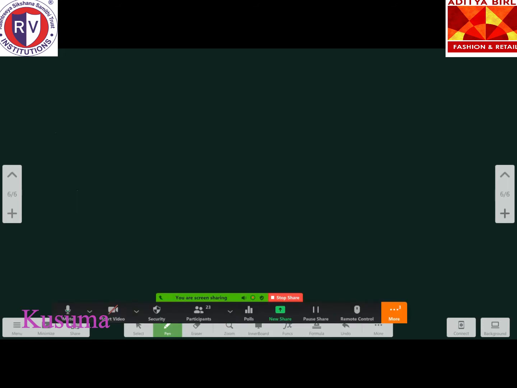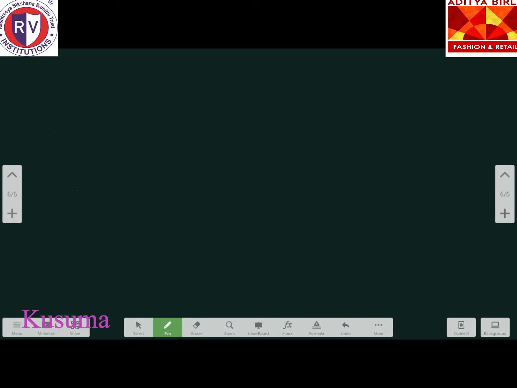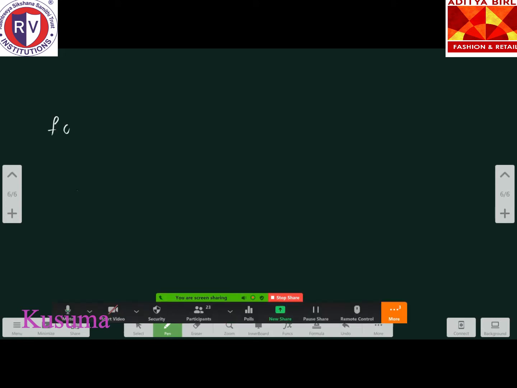Next question. The domain of the function f of x is equal to cos inverse of root of x minus 1 is. We have to find out the domain of the function.